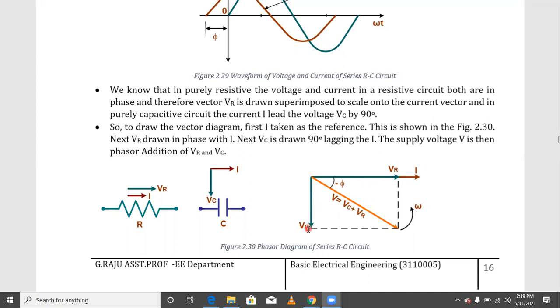So like this, VC lags the current by 90 degrees, and this voltage is nothing but the phasor addition of these two voltages, called the supply voltage. That is, phasor V is equal to VC bar plus VR bar, that is, vector V is equal to vector VC plus vector VR. This is the phasor diagram of the series RC circuit. And the angle between voltage and current is phi, like this.